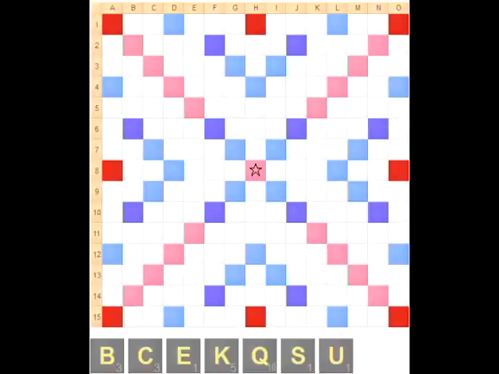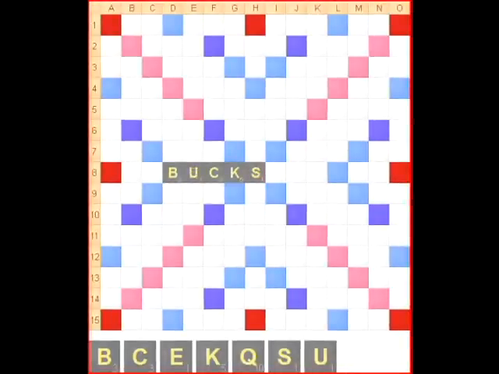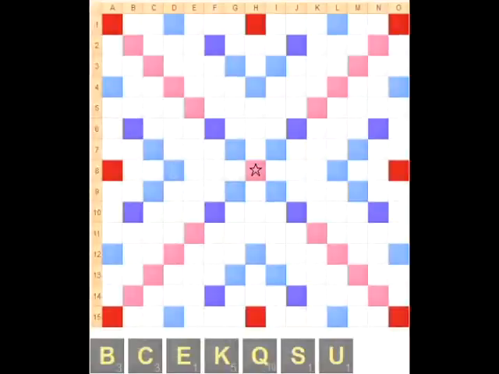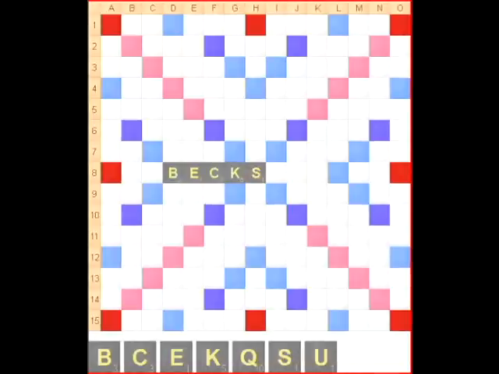Getting deeper, the opening rack of BCEKQSU has two plays that outscore all of the others, Becks and Bucks. They are offensively and defensively identical, but the QU leave values 9.4 points higher than the QE leave. The difference between the valuation of a pair and the sum of the valuations of each of the individual tiles is referred to as the synergy. Some pairs complement each other well and have a positive synergy, while others just simply don't go together in very many words and have a negative synergy.